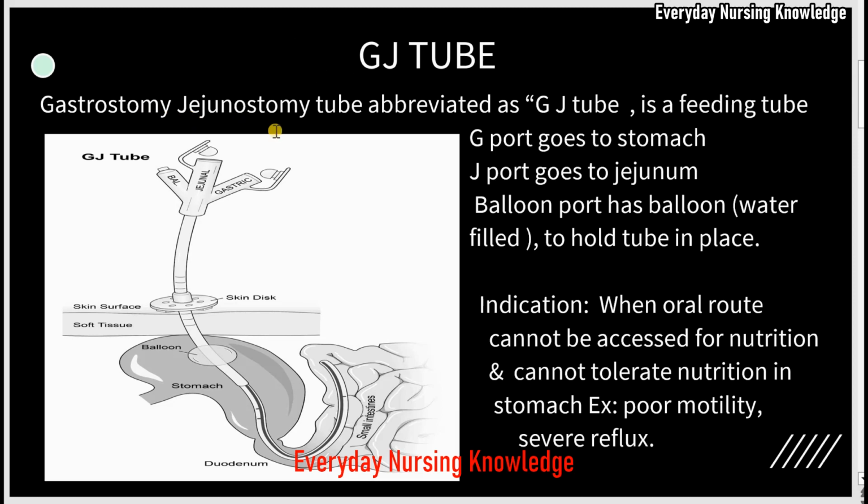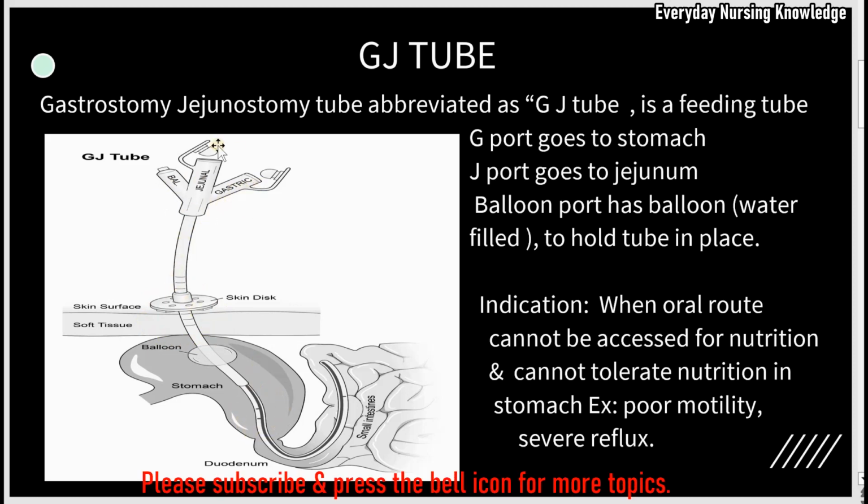The gastrostomy jejunostomy tube, abbreviated as GJ tube, is a feeding tube and it is inserted by creating an opening in the abdomen which is called a stoma. It has three ports. The gastric port or G port opens in the stomach. The jejunal port opens into the jejunum, which is the second portion of the small intestine, and the balloon port has a balloon which is water filled and it holds the tube in place. The disc around the tube outside the body prevents the tube from sliding in and out.